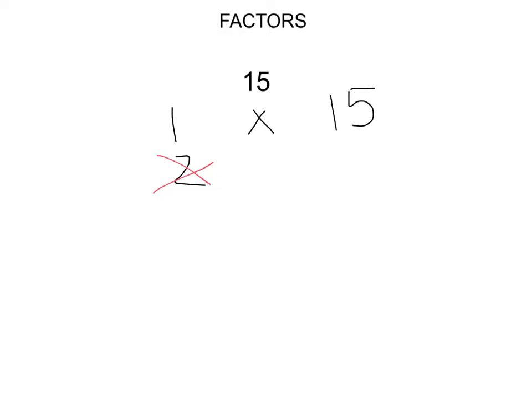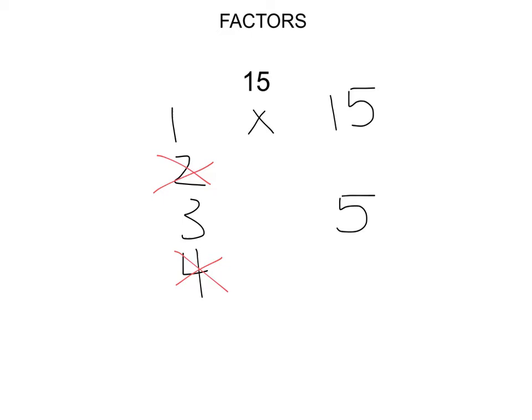Then I move up again, and I'll try the number 3. Can 3 multiply by something to give 15? Yes, I can multiply 3 by 5 to make 15. So now I know that 3 and 5 are both factors of 15. Let's try the next number. So 4. Can 4 multiply by something to make 15? No, so 4 is not a factor of 15.